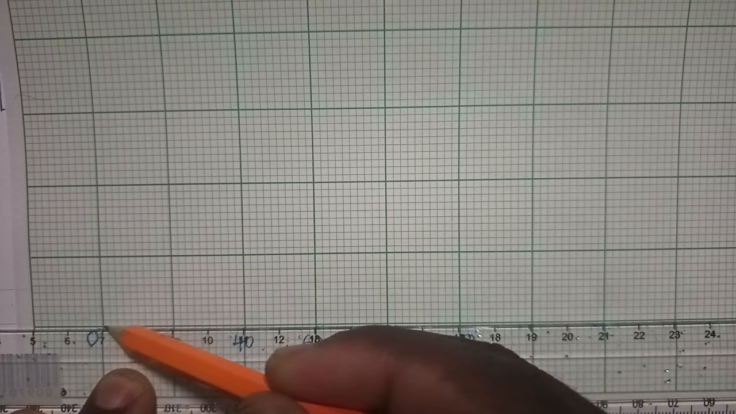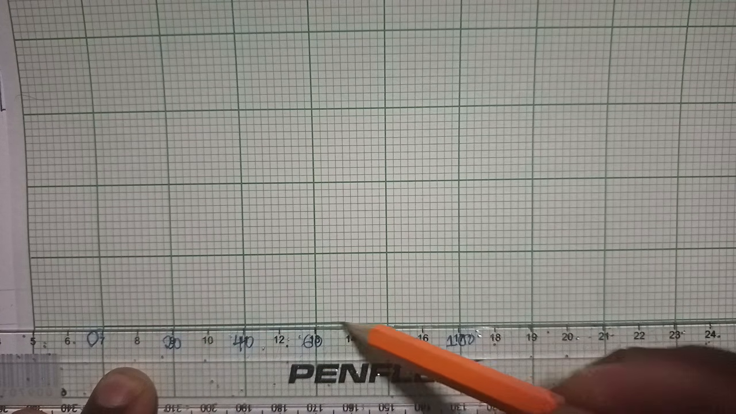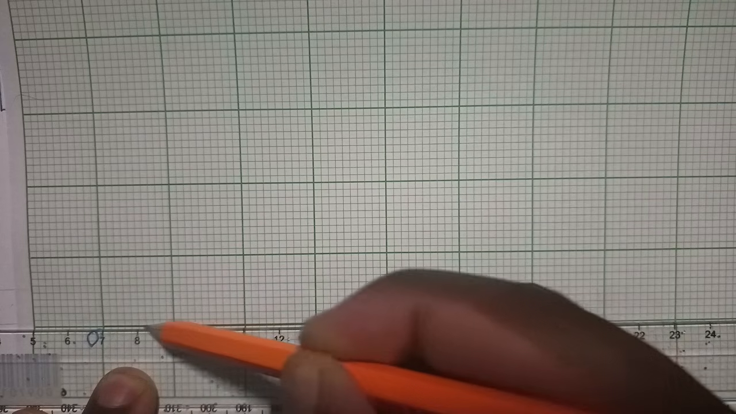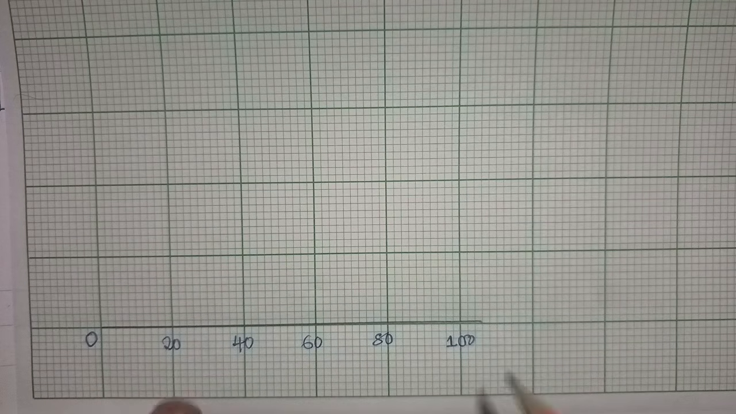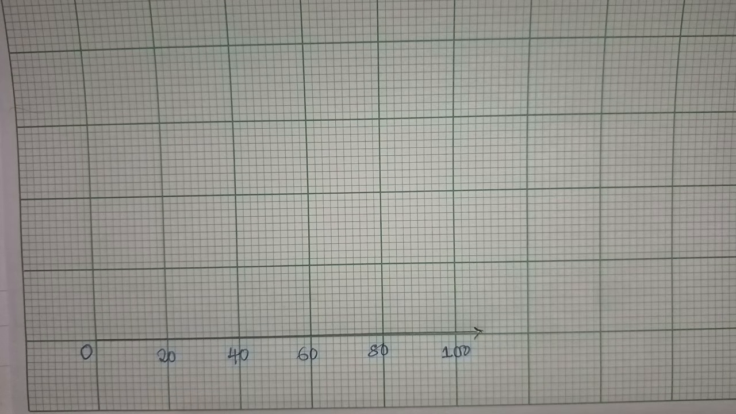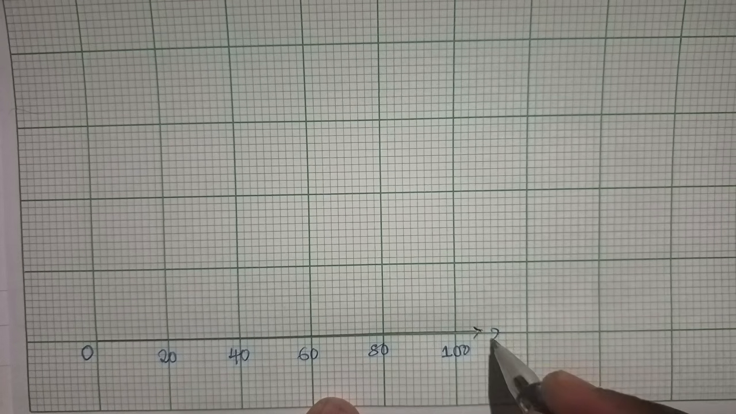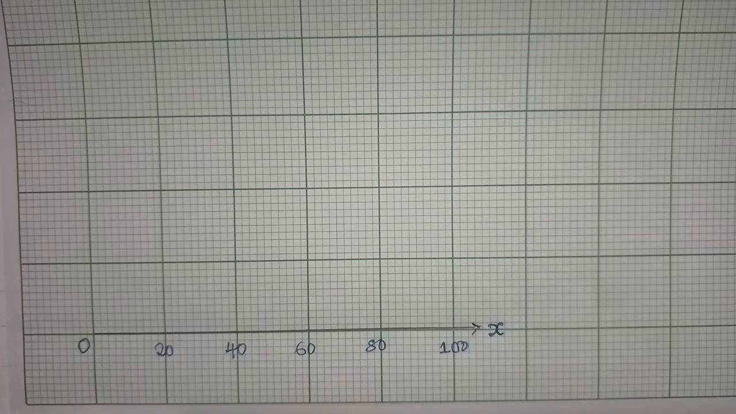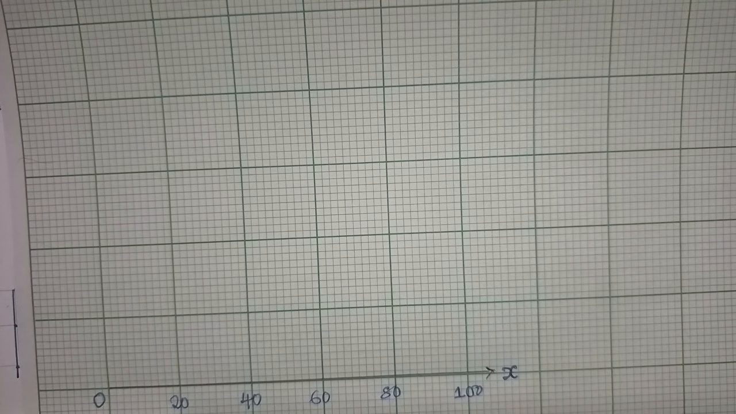So this is my x-axis. I hope somebody's able to see. It must be visible enough. I'm supposed to indicate that this is my x-axis, just like this. You even put your x right here. Okay, so we're done with the x-axis. We go to the y-axis. For the y-axis, they are saying under vertical, scale of 2 centimeters to represent 10 units on the y-axis.